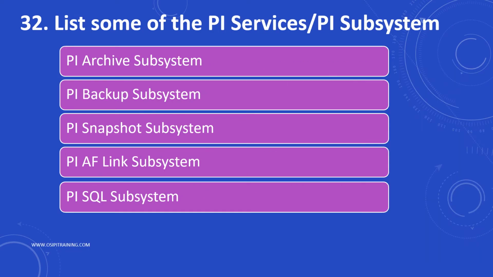List some of the PI services or PI subsystems. So there are various PI subsystems which are running on the PI Data Archive. Some of the common PI subsystems or services are the PI Archive subsystem, PI Backup subsystem, PI Snapshot subsystem, the PI AF Link subsystem, the PI SQL subsystem, and etc.